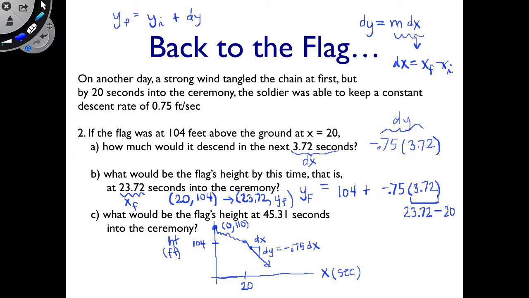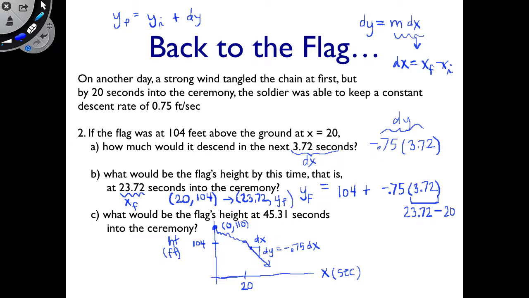I'm going to clear this all off first a bit. Oh, yeah. Reverse to question A. The question asks how much will it descend in the next 3.72 seconds? Will it be 0.75 instead of the negative? Right. To compute the value of dy would be a negative number. But if you wanted to say it in a sentence, you'd probably say how much did it descend? You'd just say it descended by 3 feet or something, not -3, right? You wouldn't want to say it descended by a negative number of feet. Correct.